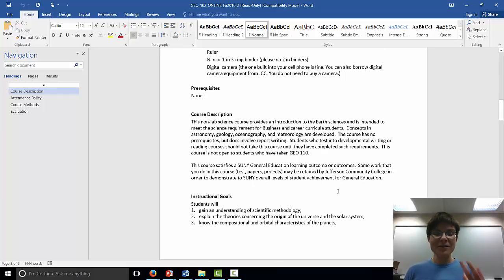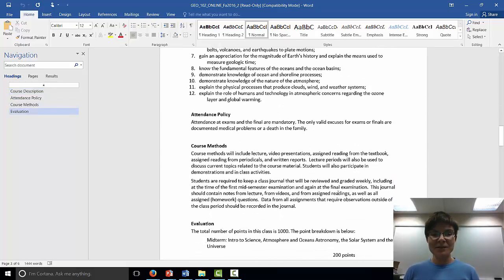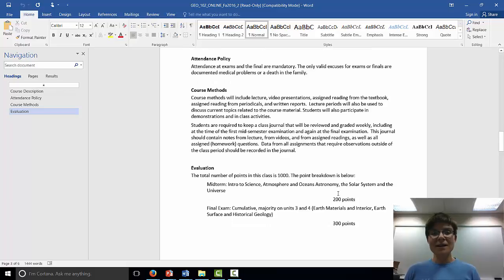So this gives the course description, instructional goals, pretty standard stuff. Attendance policy: you've got to make it to the in-class final exam and midterm. So those are listed, very important stuff. You've got to make sure that you can make those dates or sometime around those dates. I can schedule additional time in the day for you to come in later, for example, if you work during the day, to come in after work and take the exam. But the exam must be done by that test date.